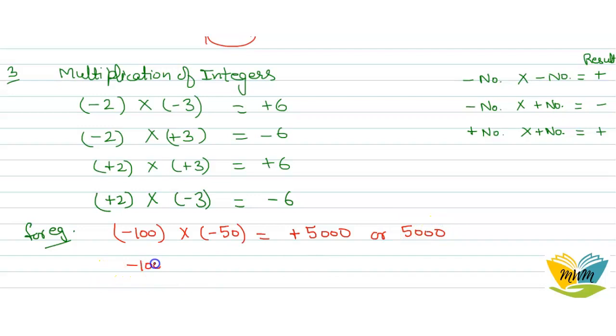Now when minus 100 is multiplied with plus 50, 100 multiplied with 50 gives 5000, and plus and minus means minus, so we get minus 5000.